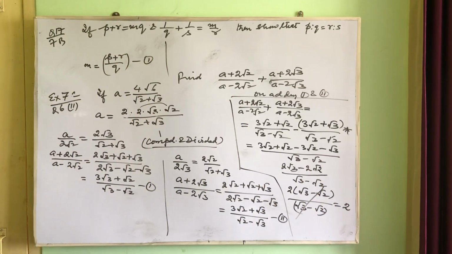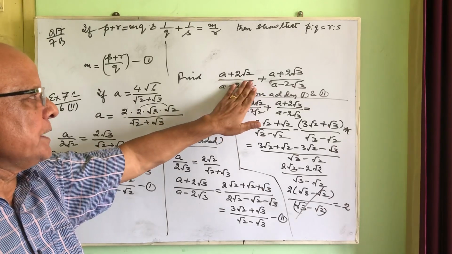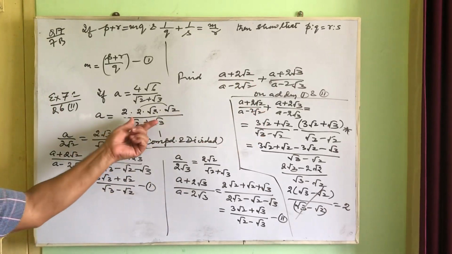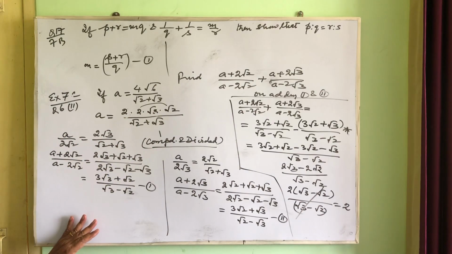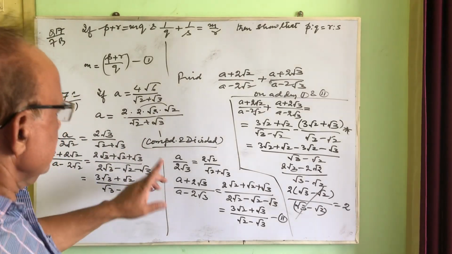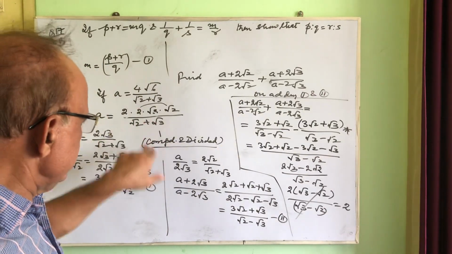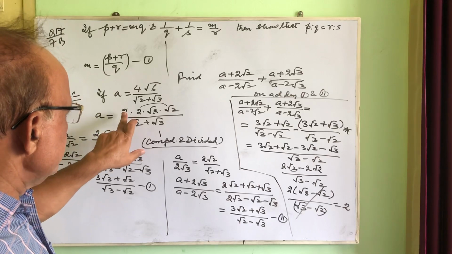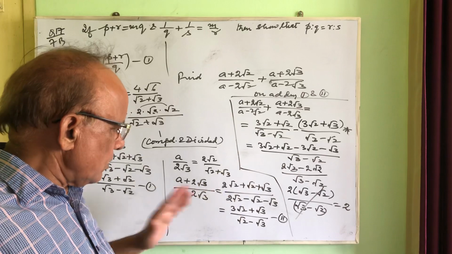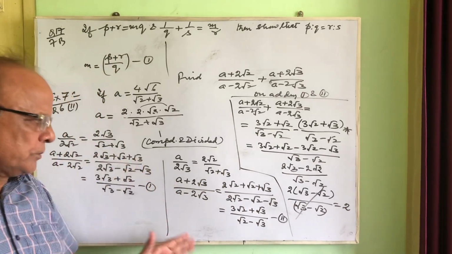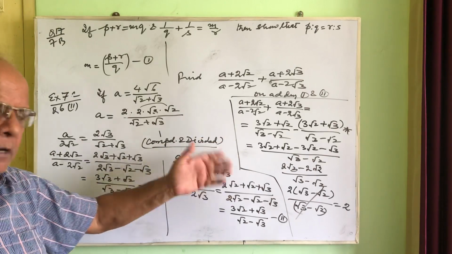Again try to understand it. This is given. First we want 2 root 2 with a, that is why I broke it. I have taken a by 2 root 2 and applied componendo and dividendo. Then in the second part we want 2 root 3, that is why I have taken 2 root 3 below a. Now apply componendo and dividendo, numerator plus denominator by numerator minus denominator on both sides.